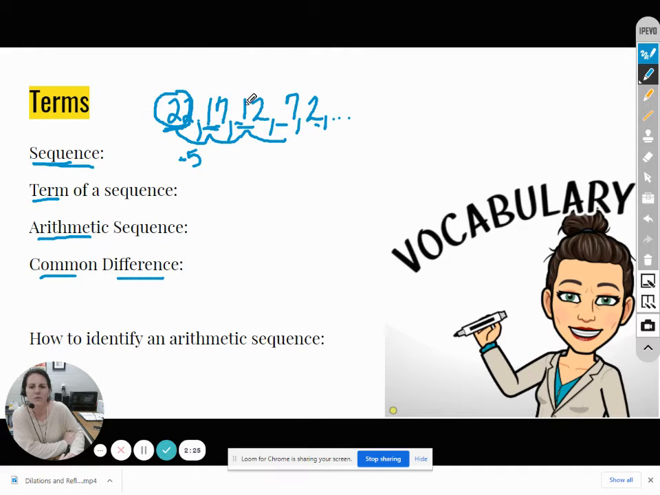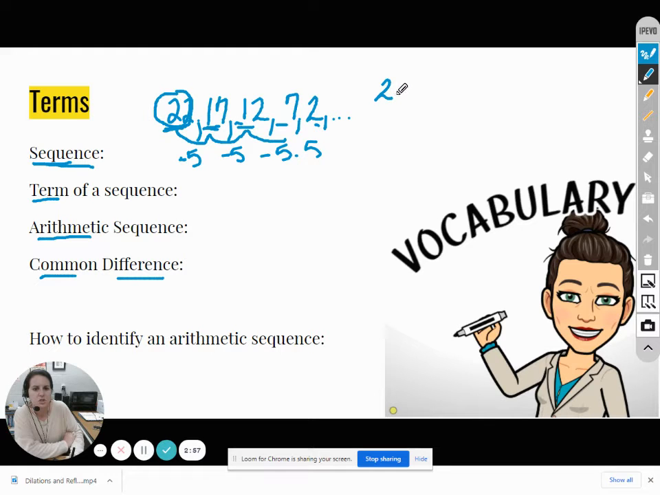So what would I do to get from 17 to 12? Could I still subtract 5? Yes, I can. So this must be an arithmetic sequence. We'll keep on checking. Yep, subtract 5. Yep, subtract 5. Each time to get from one number to the next, I subtract 5. So if I want to determine if something is an arithmetic sequence, I look to see, am I adding or subtracting by the same number each time? Think about the word arithmetic. Arithmetic's adding and subtracting. So if I'm adding or subtracting to get to the next number.